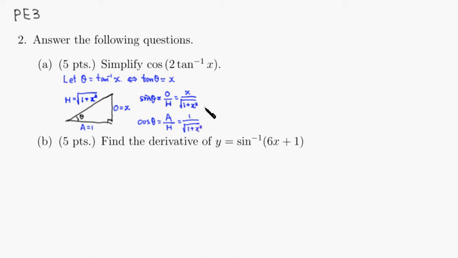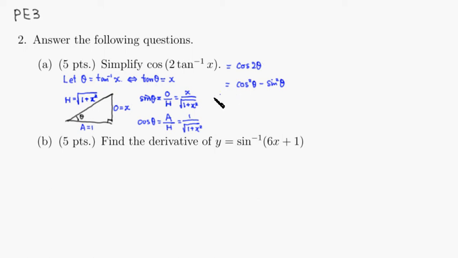Then since we decided to call arctangent of x theta, what we're trying to find is cosine of 2 theta. We want the angle to be just theta instead of 2 theta, so we can rewrite this as cosine squared of theta minus sine squared of theta. This is one of those double angle identities.